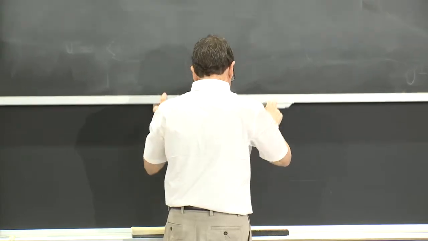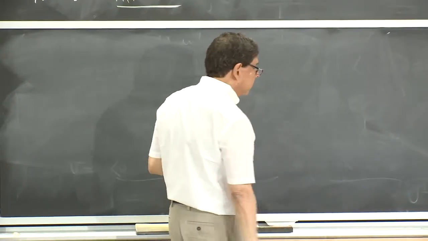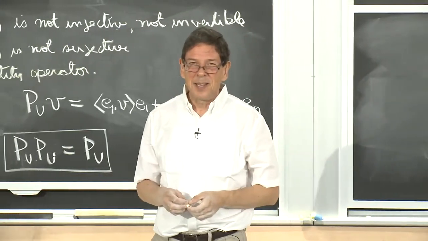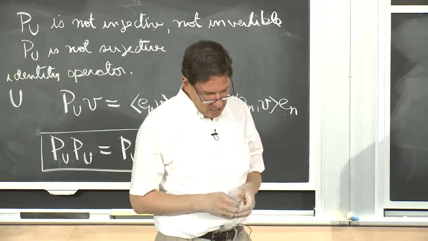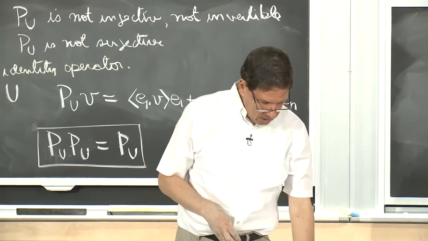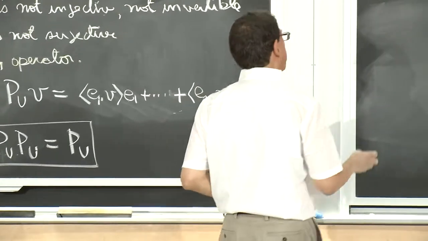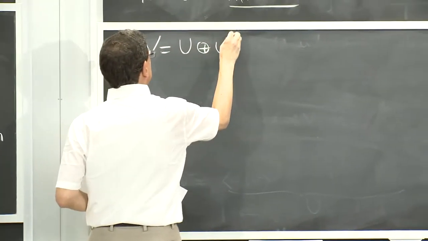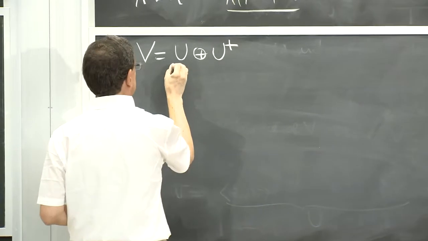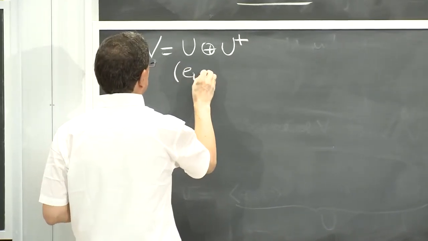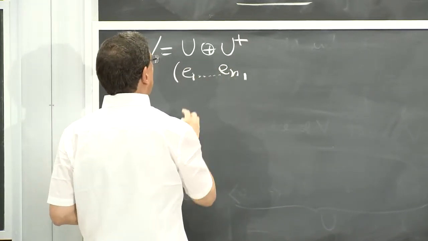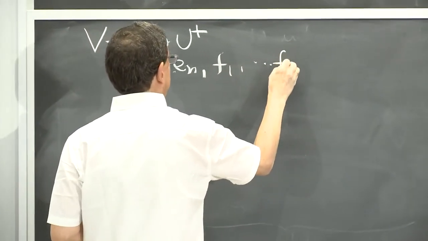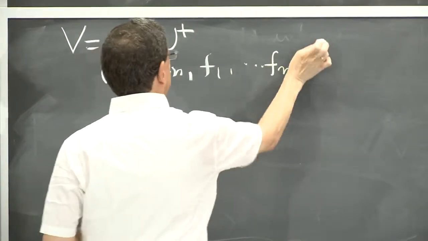Now let's talk a little about the matrix representation. We started with that at the beginning of the discussion, and let's go back to this. So I'll consider the case where I have V, U plus U perp, and I will have a basis E1 up to En of U, and F1 up to Fk.